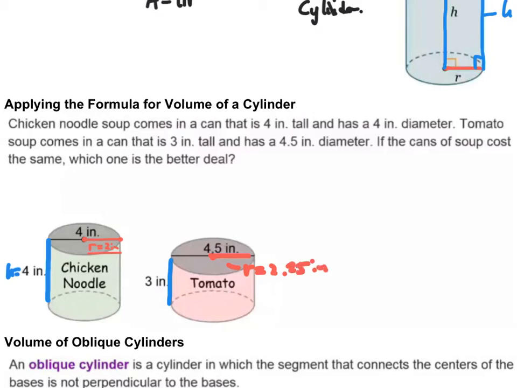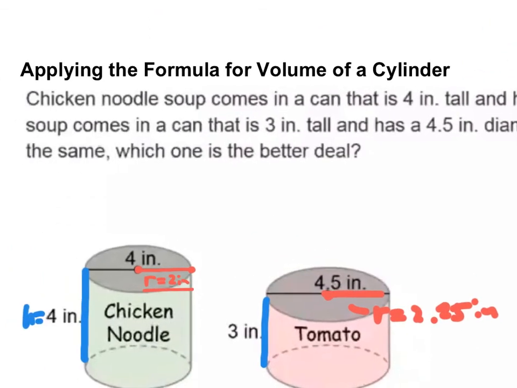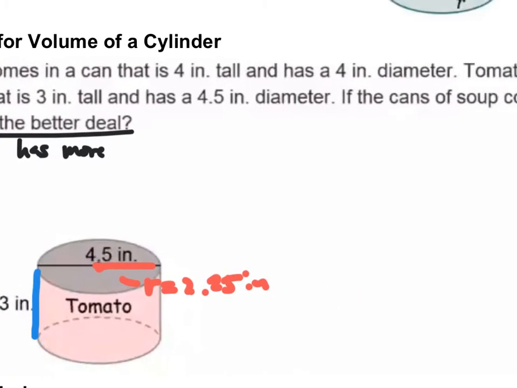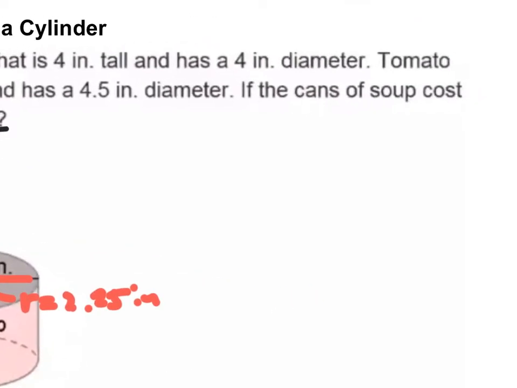Now, if the soup cans cost the same, which one's a better deal? Which one has more volume? So that's the question: if they cost the same, which one do you get more soup out of? When this says which one's a better deal, which can has more volume? So let's first work with the chicken noodle. Personally, I don't know about y'all, but homeboy here likes chicken noodle quite a bit. So let's do the volume of chicken noodle.